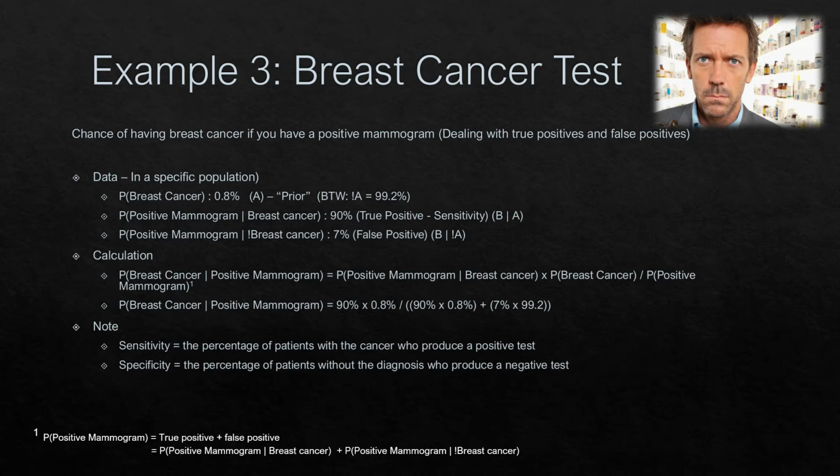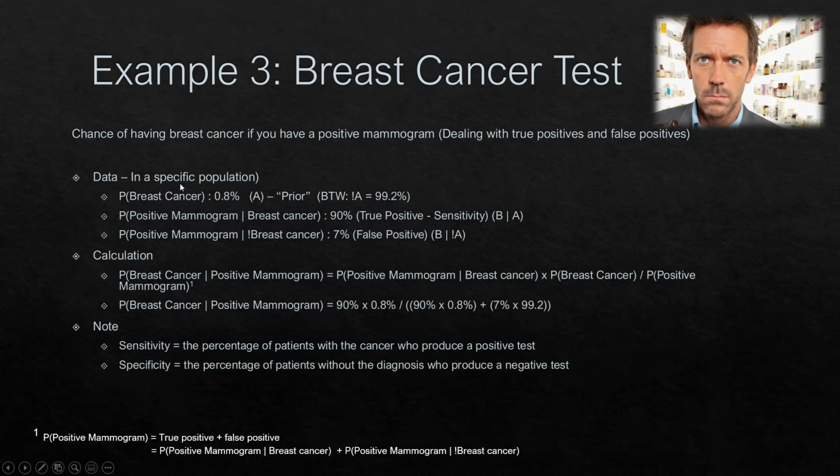And again, in the links at the end of this, I have a more detailed description of why this happens in drug tests and medical tests, and it has to do with two of the parameters that usually come with the tests about the sensitivity of that test. So in our case here, sensitivity would be the percentage of patients with cancer who produce a positive test, and specificity is the percentage of patients without cancer who produce a negative test.